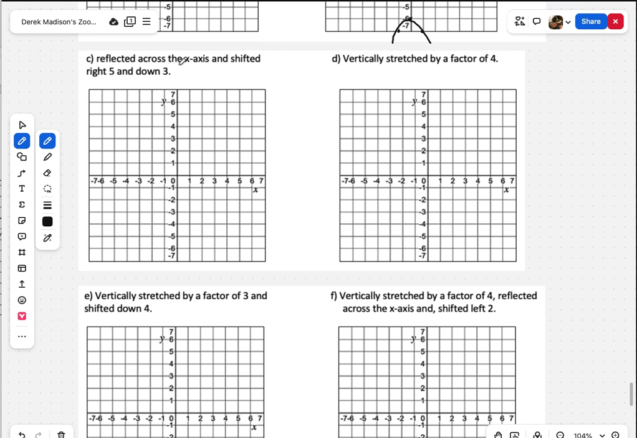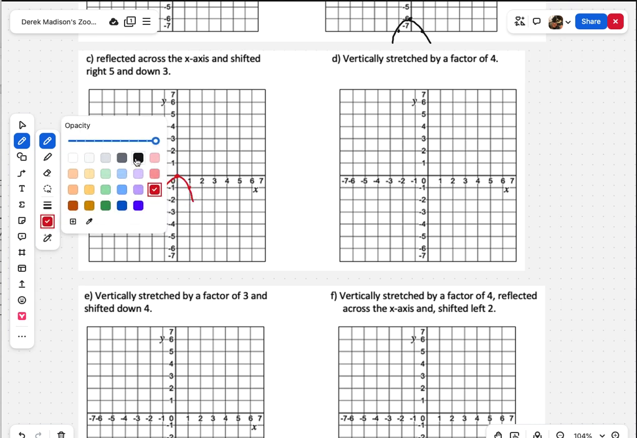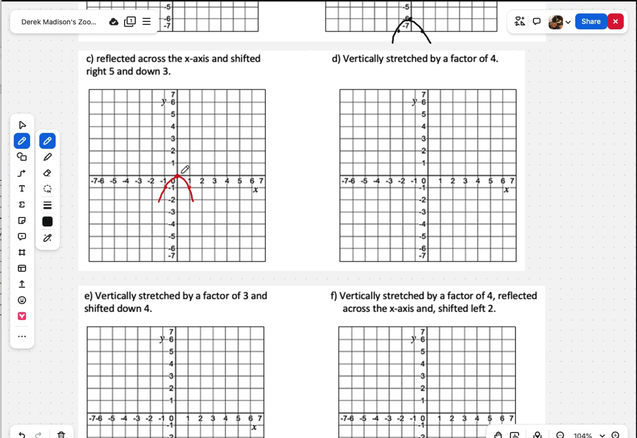This one we're reflecting across the x-axis and shifting right 5 and down 3. Okay, so our shape would be this, would be our reflection, and then we're going to draw that shape shifted right 5 and down 3. So that would be right there, and there'd be those two corresponding points.